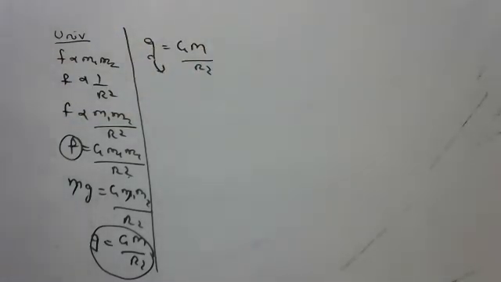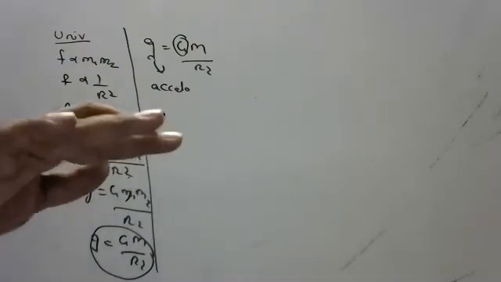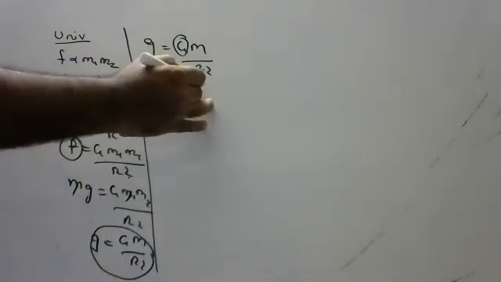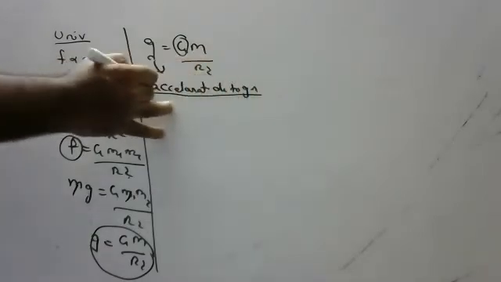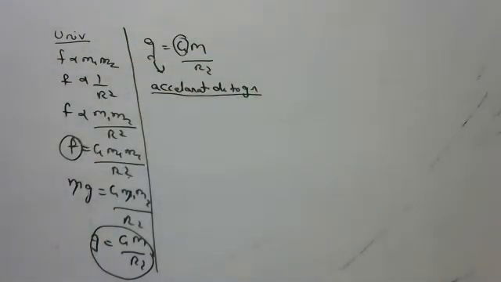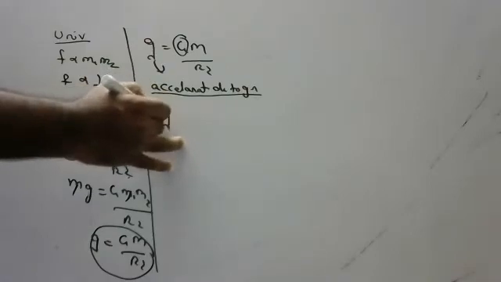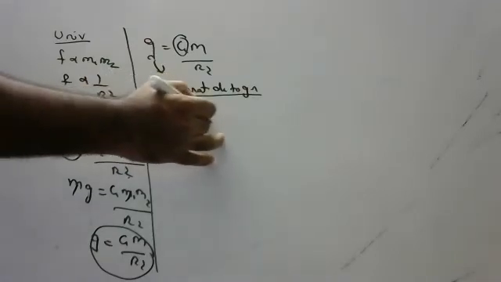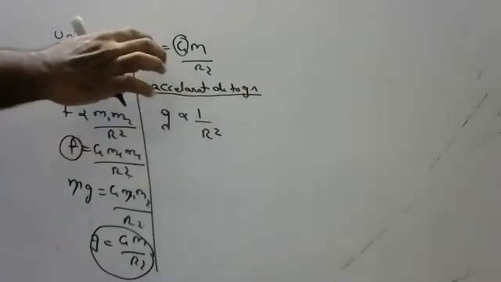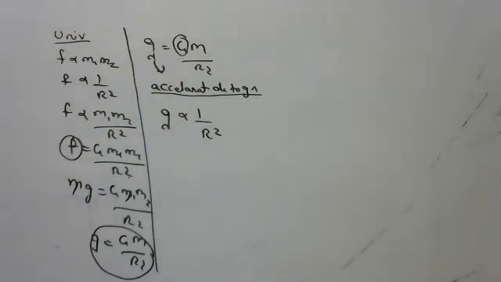On what factors does acceleration due to gravity depend? The universal gravitational constant is constant all over the universe. On what factors does acceleration due to gravity depend? Please say. See here, children, acceleration due to gravity is inversely proportional to r square. Try to understand, children.